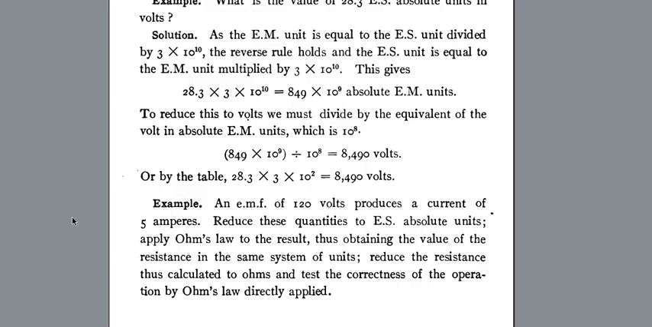Example: an electromotive force of 120 volts produces a current of 5 amperes. Reduce these quantities to electrostatic absolute units. Apply Ohm's law to the result, obtaining the value of the resistance in the same system of units. Then, reduce the resistance thus calculated to ohms and test the correctness of the operation by Ohm's law applied directly.